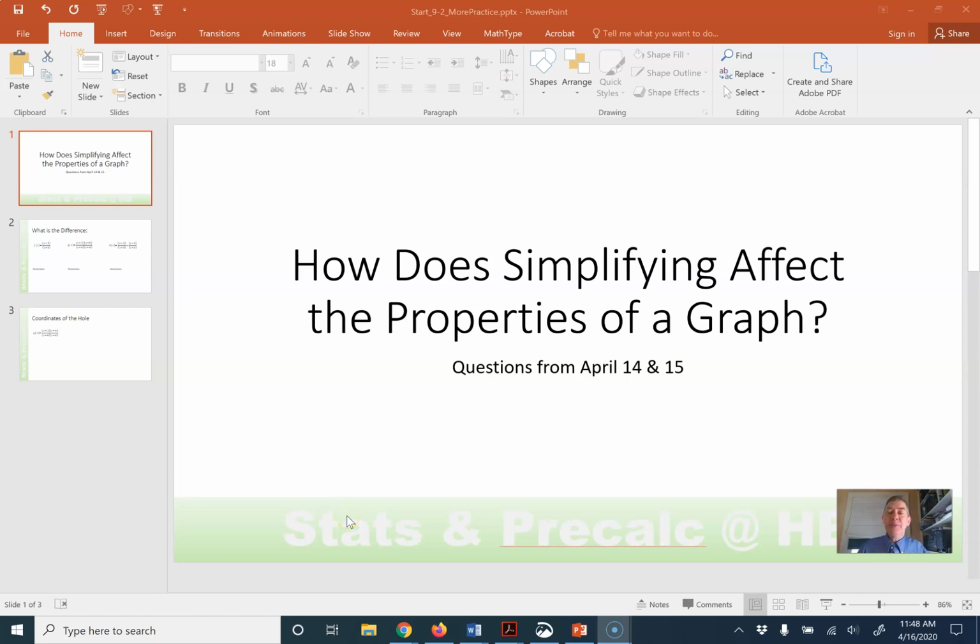Hello, statistics and pre-calculus. Questions yesterday about when do you take your restrictions and how does that affect the graph? The important thing is that you do take the restrictions right at the beginning, like a couple of people, I think Bridget was one of the main people, said. And so we're going to see why it comes out, see how they behave. So here you go. How does simplifying affect the properties of a graph?